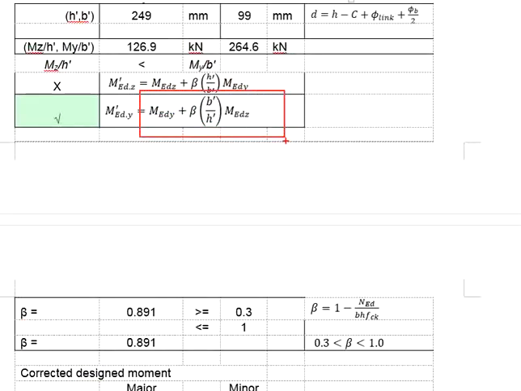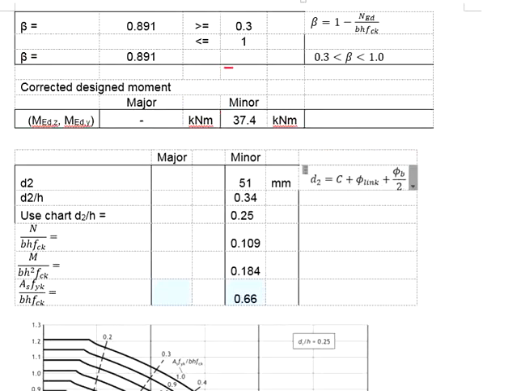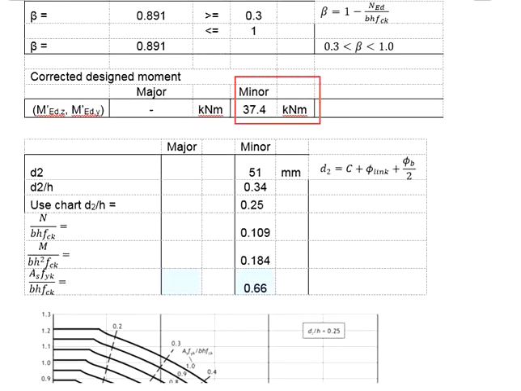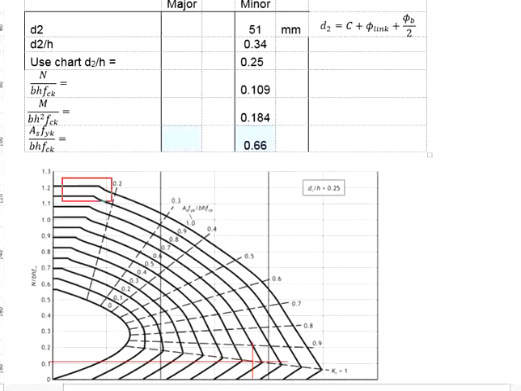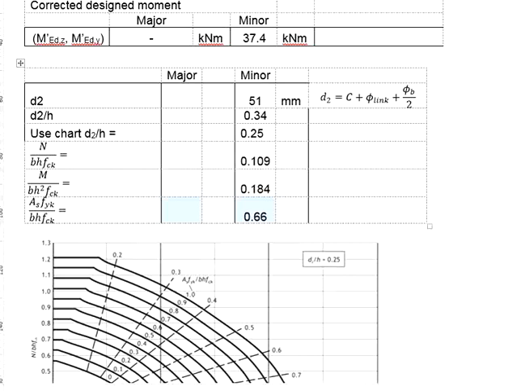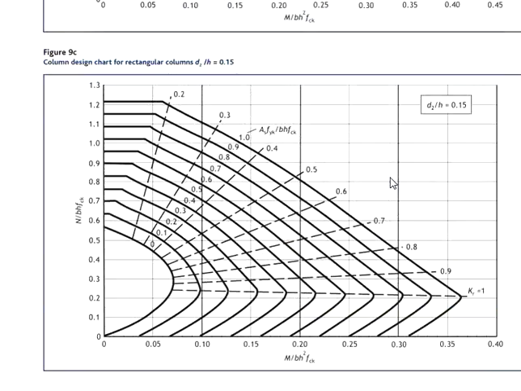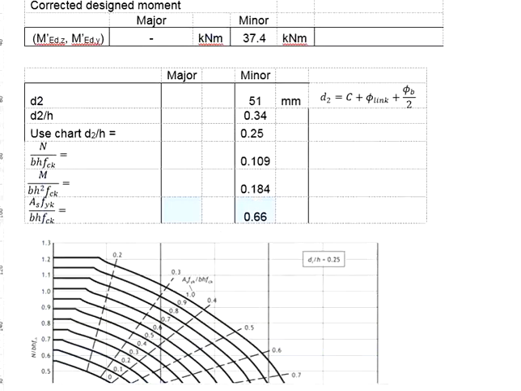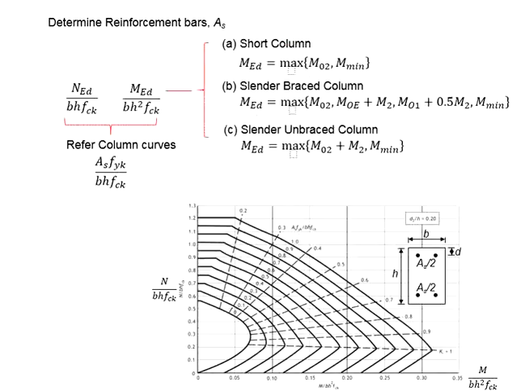Substitute the relevant values into the equation. You get the M'EDY equals 37.4 kN. Next, you will use this to determine the amount of reinforcement bar for the column. This is done by applying this MEDY into the column design chart. Before that, you will need to determine which chart to use, since there are quite a number of charts here. To do so, you will need to first calculate the D2 per H ratio of the column.